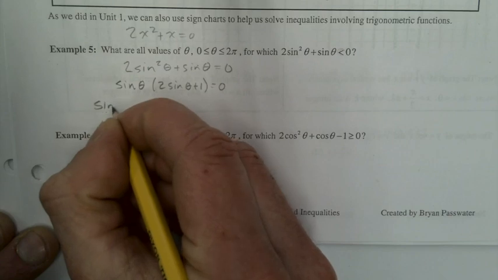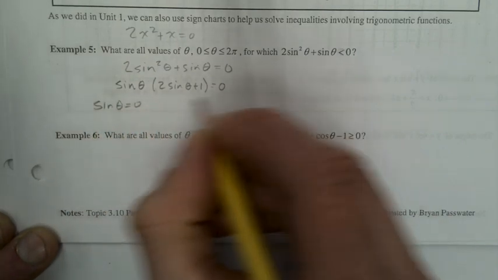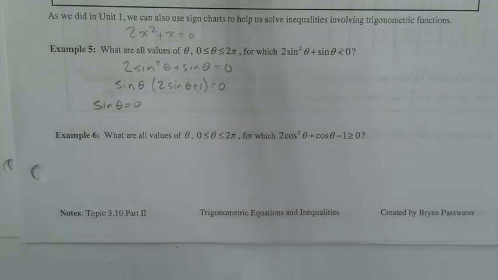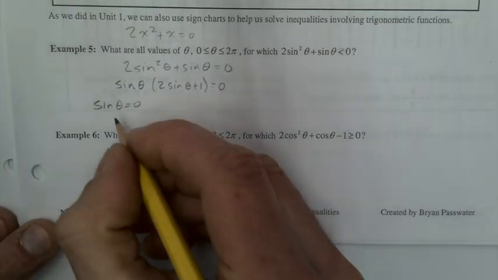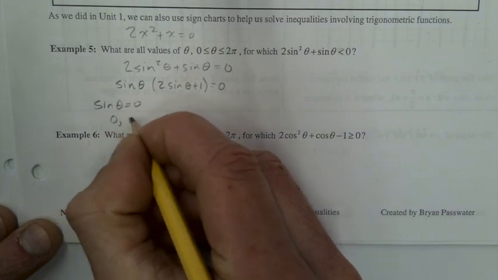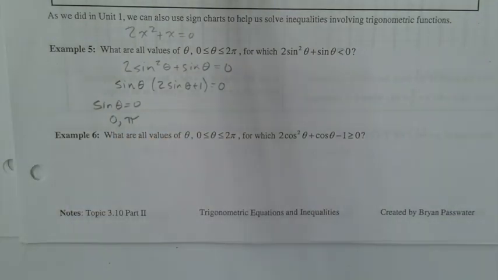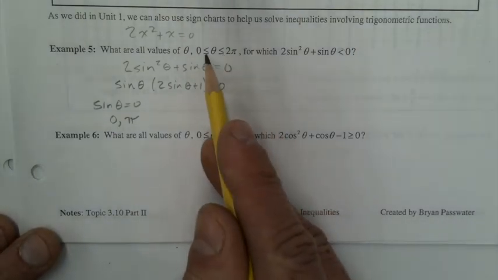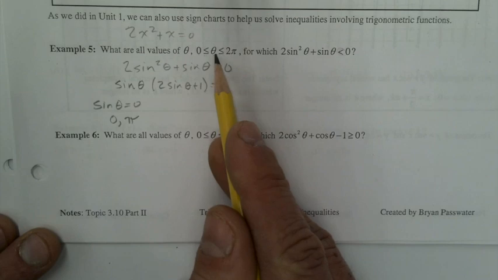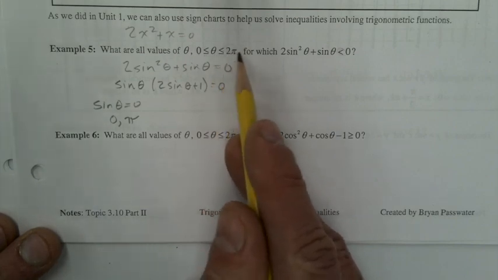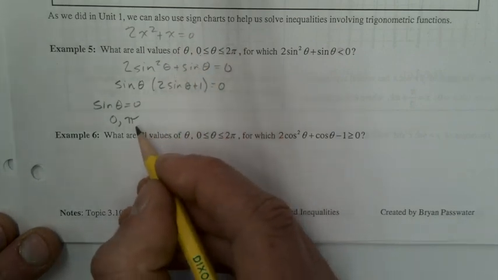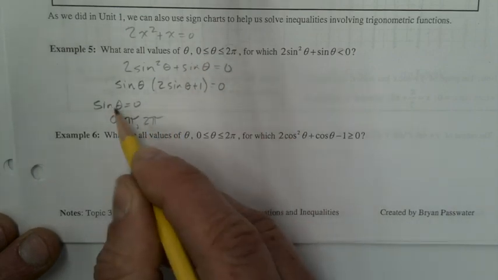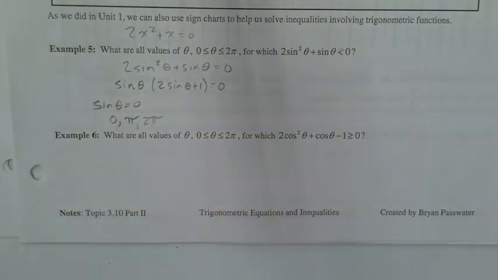Then I'll solve sine of theta equals 0. And sine of theta, our y value, gives us a 0 at either 0 or pi. But we also want to remember that 0 can be included and pi can be included. But also 2 pi, which would be a return to 0, is also included in this domain. So I need to include that as well for this first one.